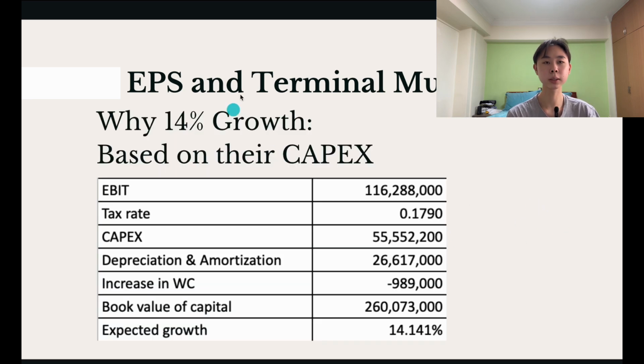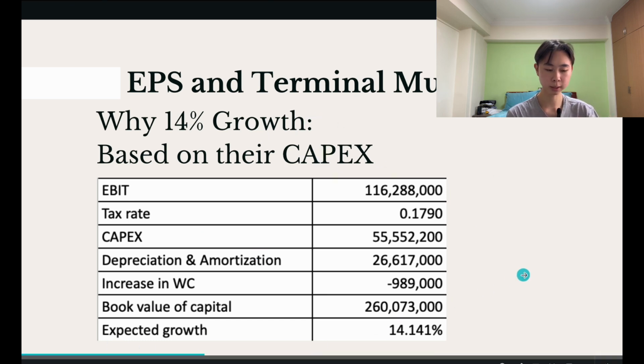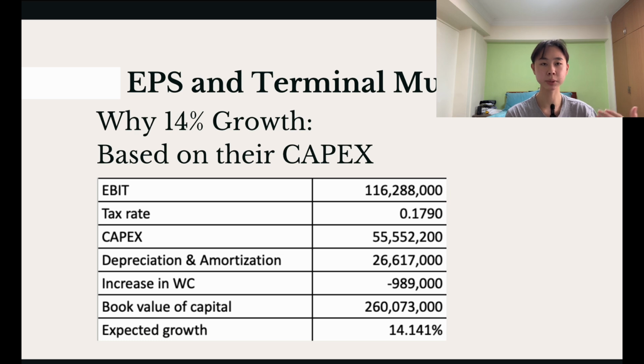So why did I put 14% growth? Because based on their capex, their expected growth, basically using their reinvestment rate, the expected growth is around 14%. That's assuming all the capex pays off, but of course the capex won't all pay off. So maybe 14% is too high, but I'm just sticking to the 14% because that is what every other analyst is forecasting as well.